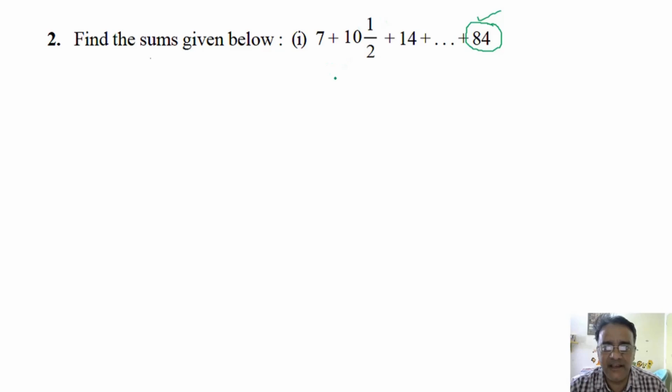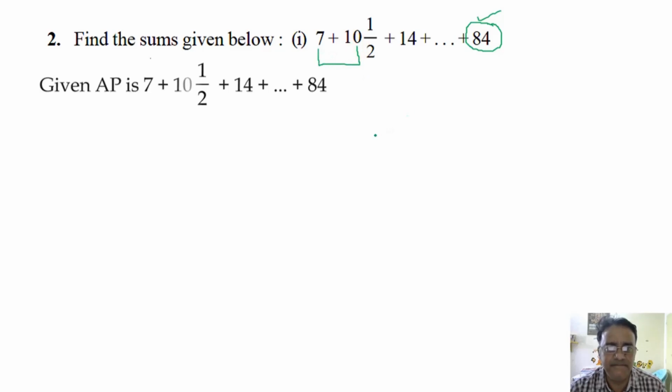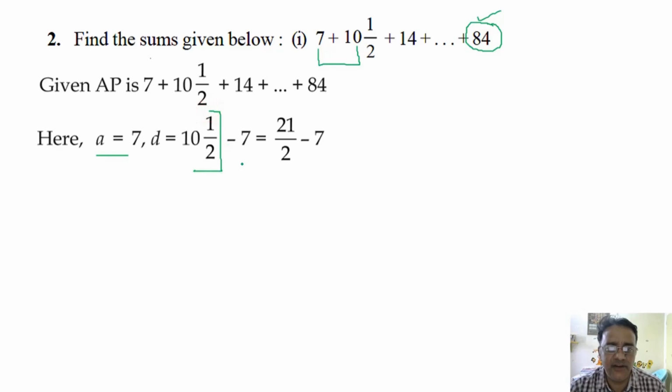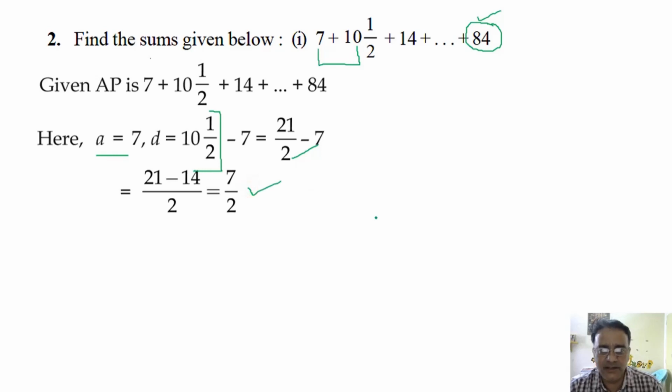So what is A here? 7. And what is the common difference? This minus this, A2 minus A1, right? So A is equal to 7 and D is equal to 10 half minus 7. So 10 half we can write 21 by 2. Minus 7 means 21 minus 14 by 2. So how much we are getting? 7 by 2. Right. So we got A and D.